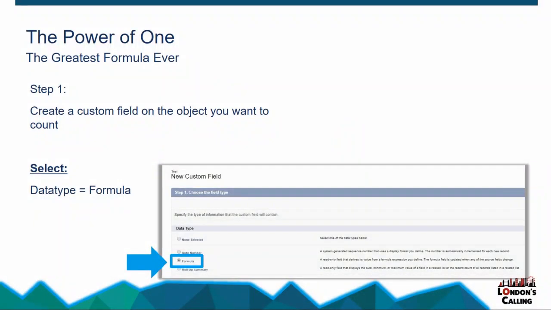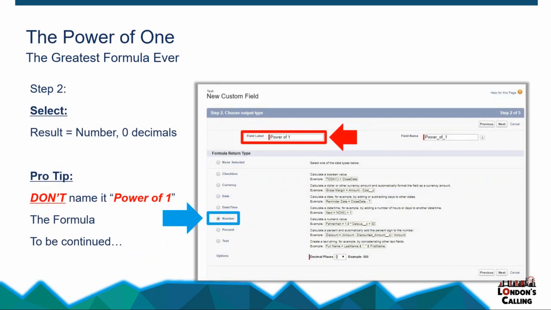It's called The Power of One, and it's a formula field. You open the formula editor on the object, whatever object it is. I create this on every single standard and custom object in my org. The first thing I do when I create a custom object is add a Power of One field to it. You select formula as the type, and number as the result type, and please do not call the field power of 1.